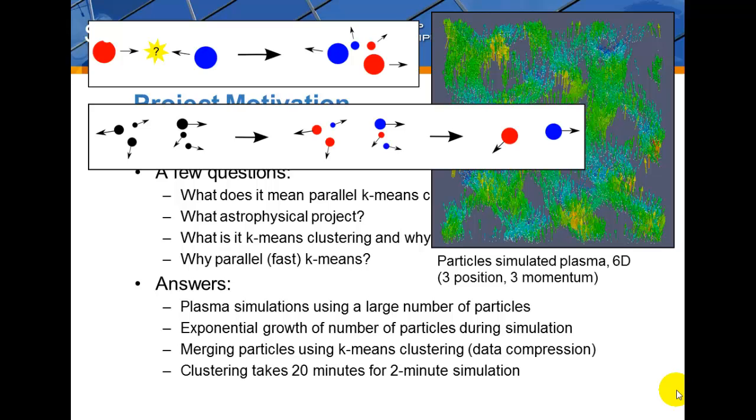But unfortunately, this clustering process with the naive brute force algorithm takes 20 minutes for a simulation which takes only 2 minutes. And that's the reason why we need to do it in parallel, or at least somehow better.